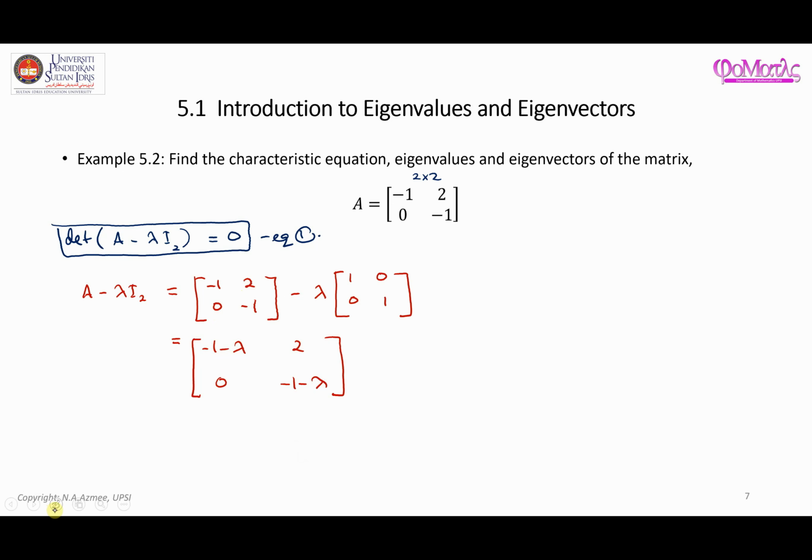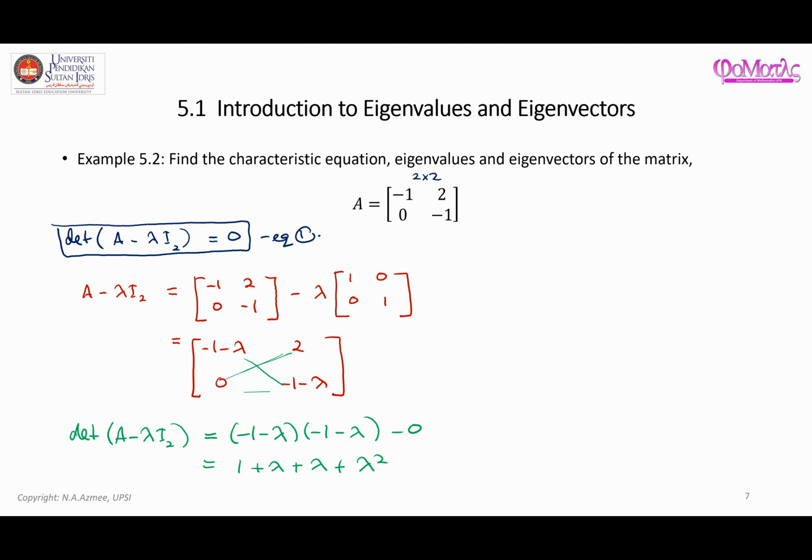Next, what I can do is consider finding the determinant. So the determinant of A minus lambda I2 here, which is given by this one, is going to be, well, you know how to find the determinant of a 2 by 2 matrix. Multiply this, negative 1 minus lambda, negative 1 minus lambda, minus, the result of this is 0. And if you consider this, you will have 1 plus lambda plus lambda plus lambda squared. So this is the result when you expand this part right here.